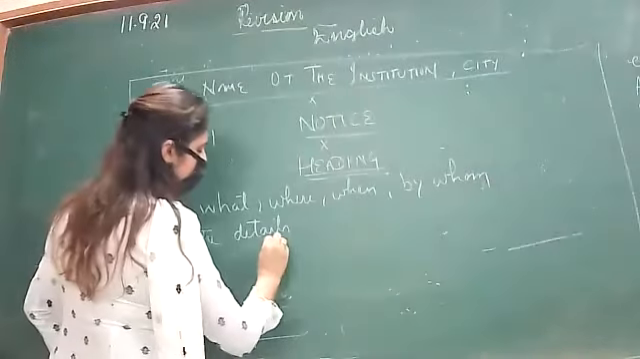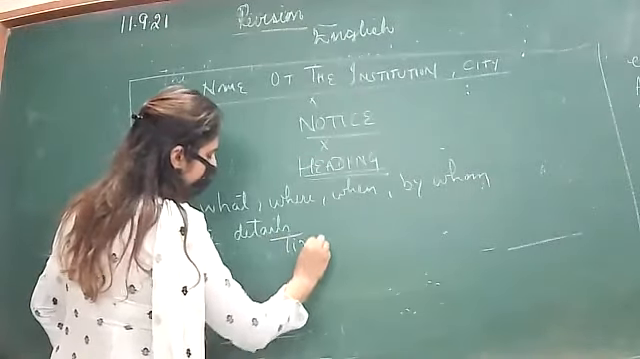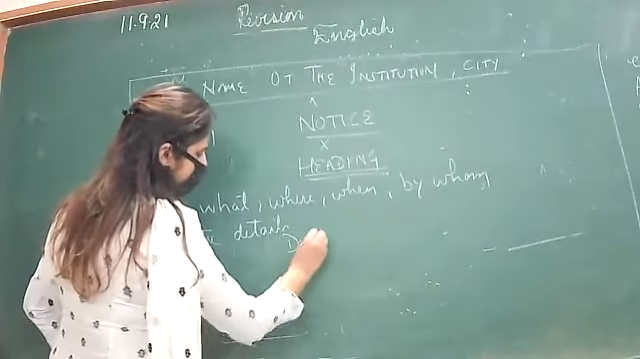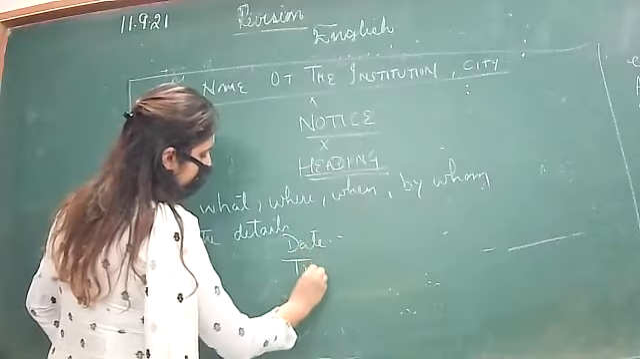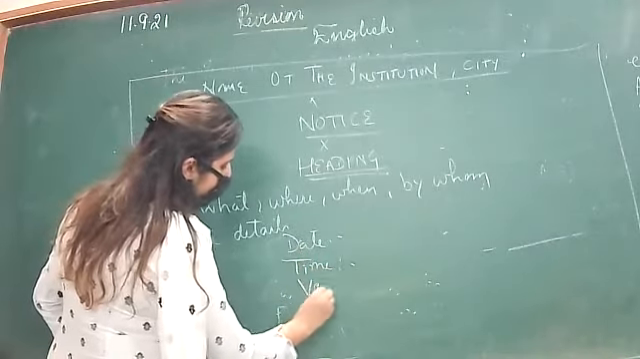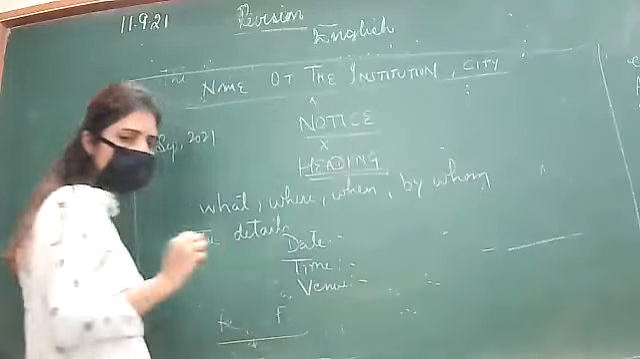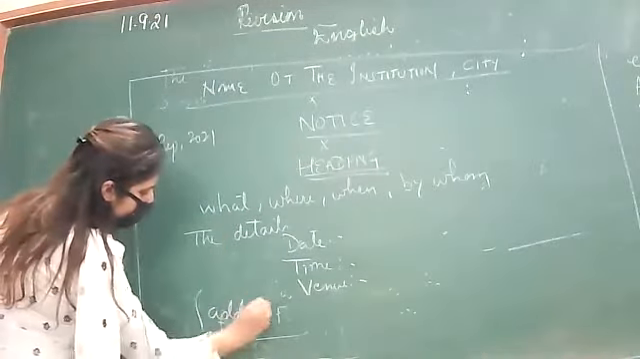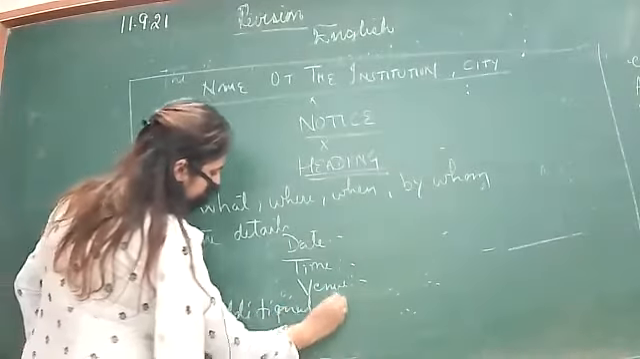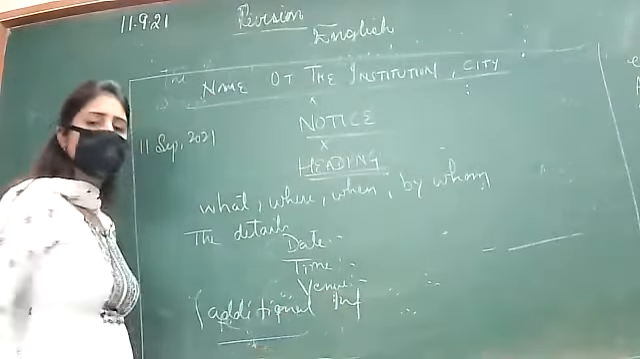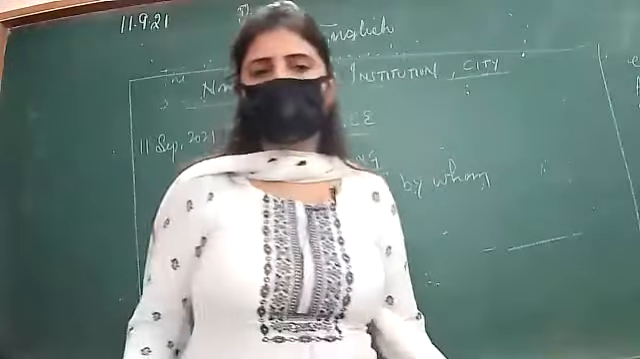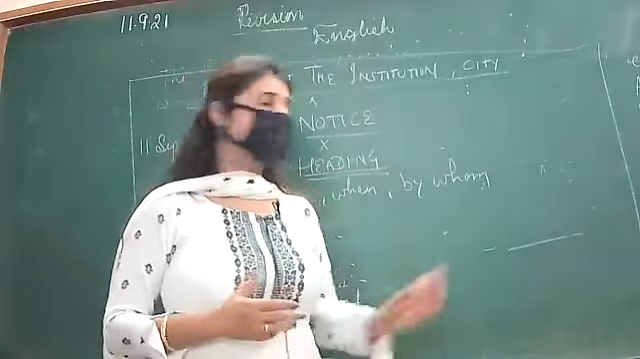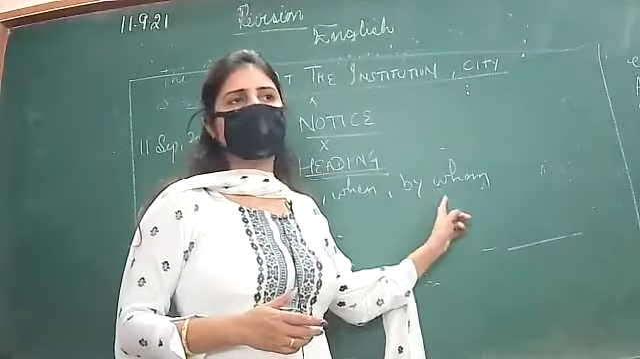Write down time, write down date, time, and venue, means the place where it is going to be organized. Okay. Then you will write down here additional information. In case of additional information, what kind of additional information you want to provide. For example, this competition is going to be held for classes. Mention here classes. Okay. Mention for classes 5th to 6th.